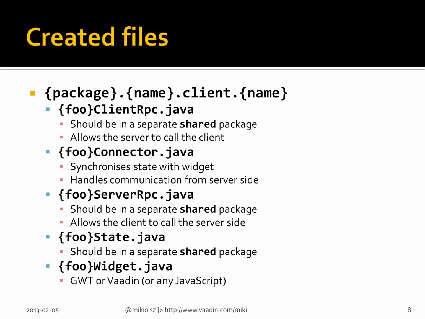So we have ClientRpc, which is an interface to allow the server to call the client. There is a counterpart, ServerRpc, which allows the client to connect to the server. We have a widget, which is a Google Web Toolkit or any JavaScript or Vaadin widget. We have a state, which is the state of the component that gets serialized between the server and the browser. And then we have a connector, which updates the widget based on the state changes.